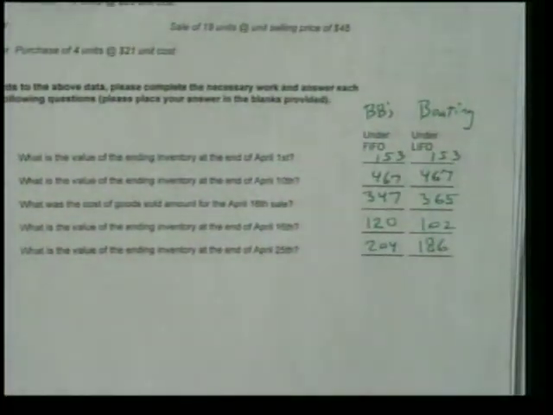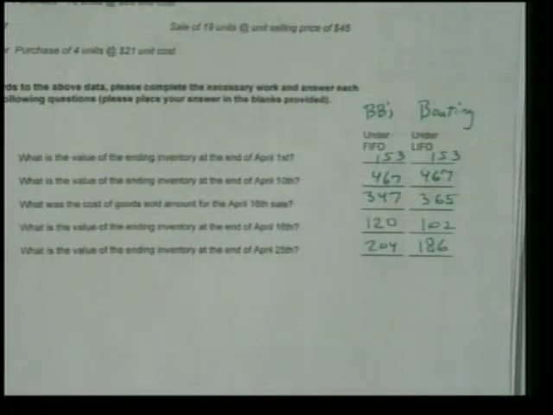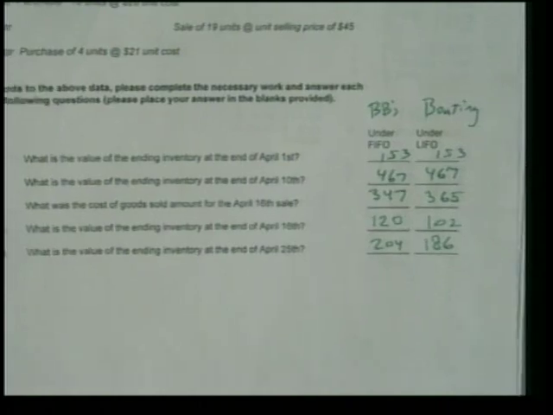Now, it doesn't work if I ask the question in a manner like I did on BBs, and I'll show that answer real quick. Remember when we did BBs? It doesn't work like that. But it does work if I ask for the ending inventory at the end of the period and the cost of goods sold for that period. Okay? All right. Well, once again, there are the answers for new technique. Take a look at those.